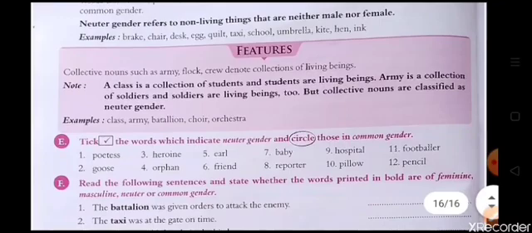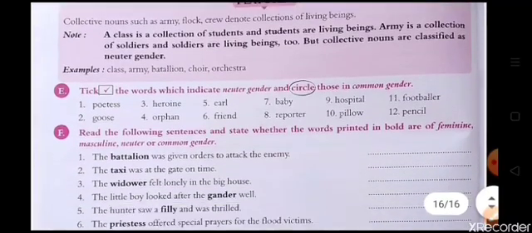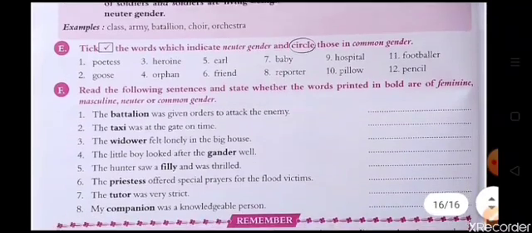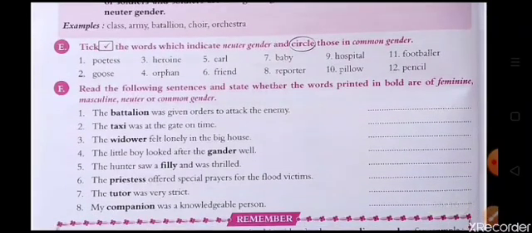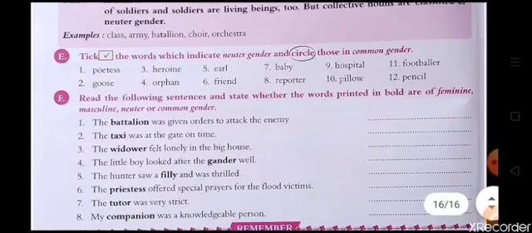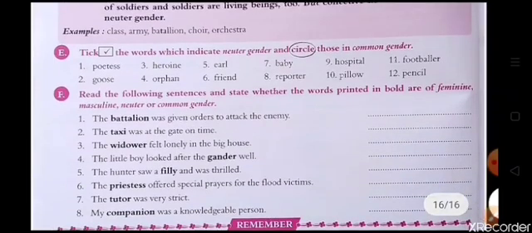Features of collective noun are given over here. So let's move to the next exercise. Tick the correct word which indicates neuter gender and circle those in the common gender. So here we can write, indicate the neuter gender and tick the word.